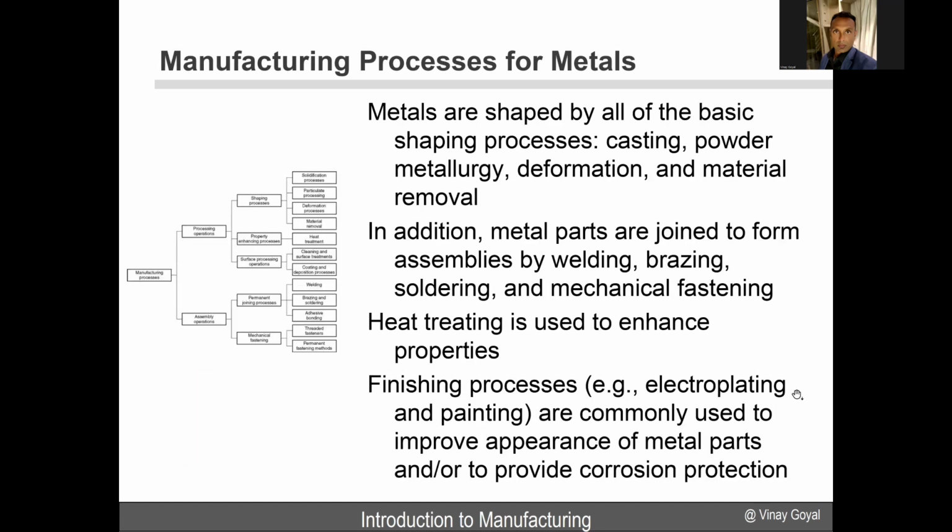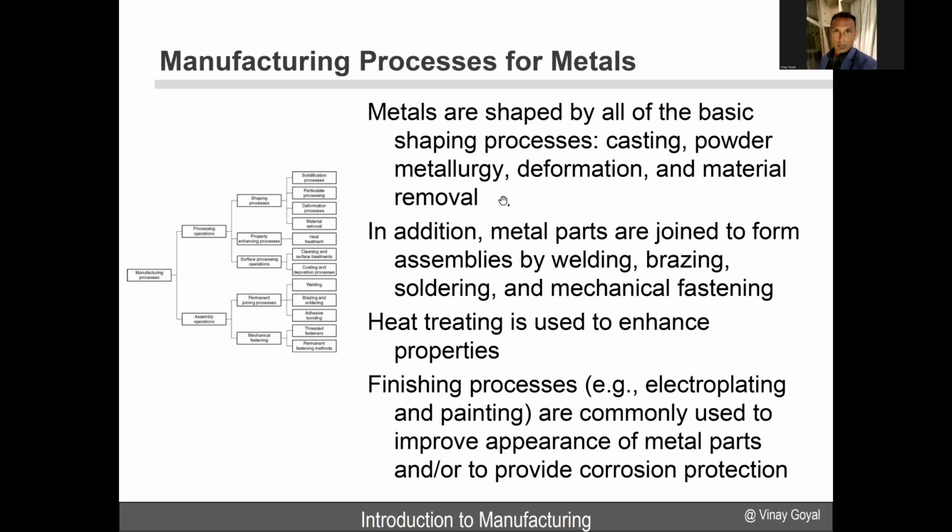So, manufacturing processes for metals. Why is all this important? It's important because these metals are shaped by all the basic shaping processes. Understanding their properties and how these materials behave allows us to understand what processes can be used in manufacturing. Metals are shaped by all kinds of processes: casting, powder metallurgy, deformation, and material removal.